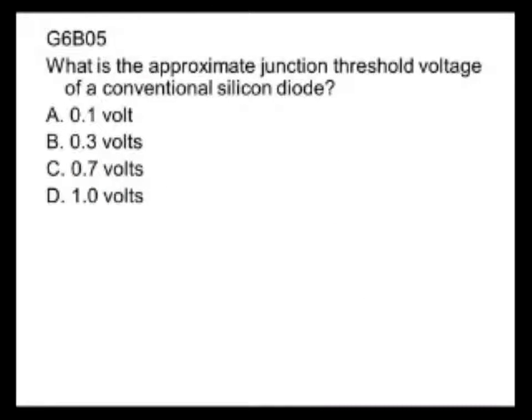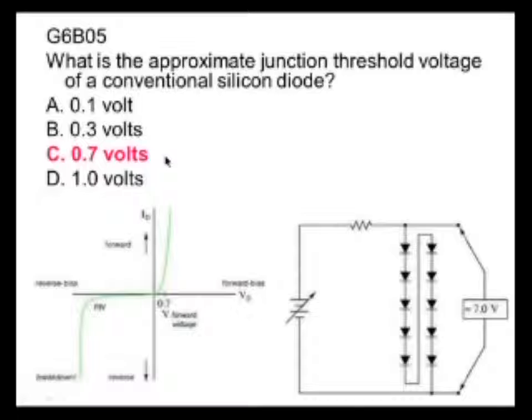What's the approximate junction threshold voltage of a conventional silicon diode? Here's the other material for diodes, and in the case of silicon, the threshold voltage is 0.7 of a volt. Here's what that would look like. We apply voltage to the diode, and finally here at 0.7, we get good conduction out of the diode. That can be used as a voltage regulator, as is shown here.